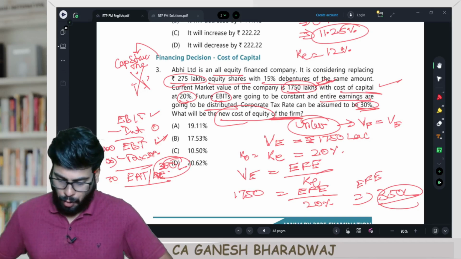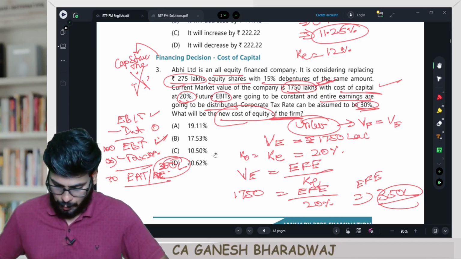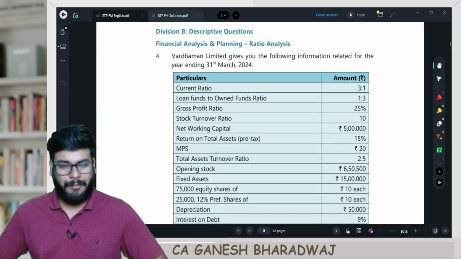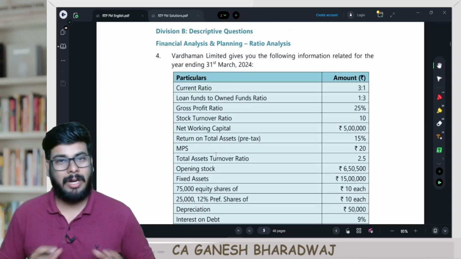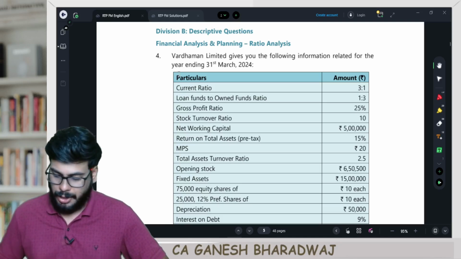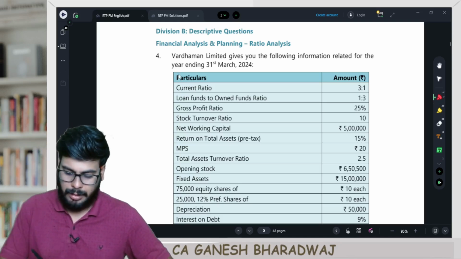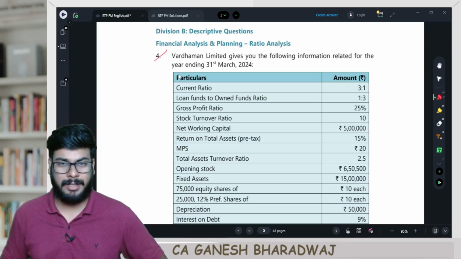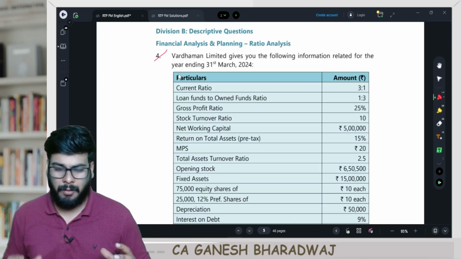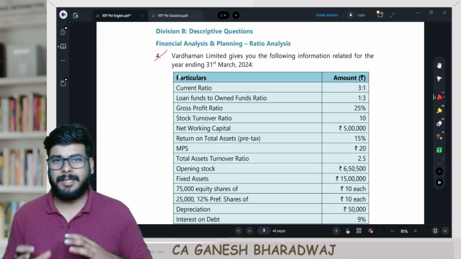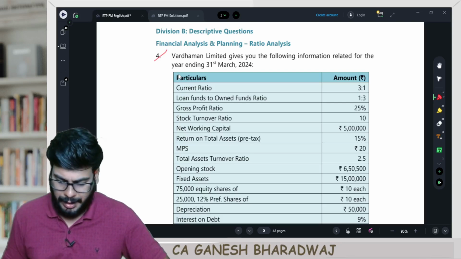Now let's move on to the next question. This question number 4. Now from now on, the remaining sums are all descriptive based questions. So question number 4 is on the chapter ratio analysis. This is pretty much a straightforward question, right? And this is about missing figures. Now let's quickly get started.